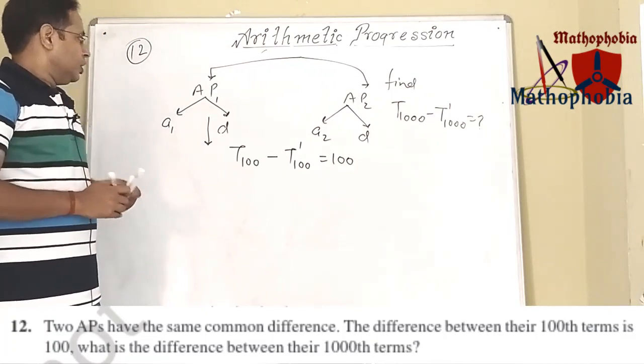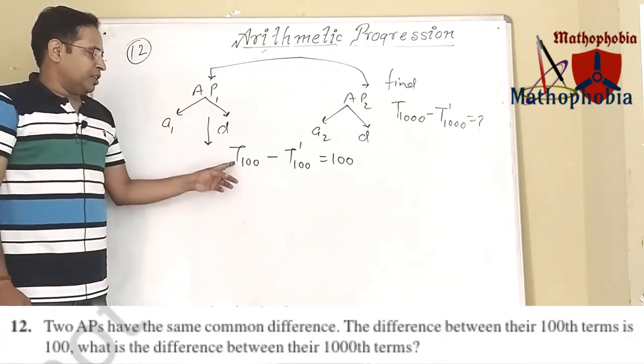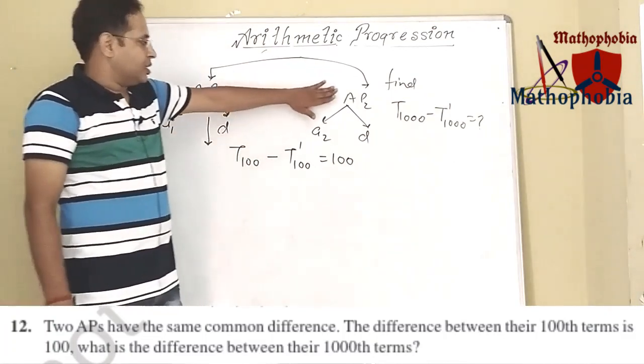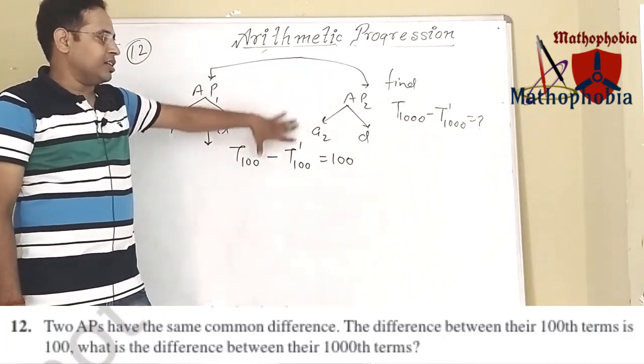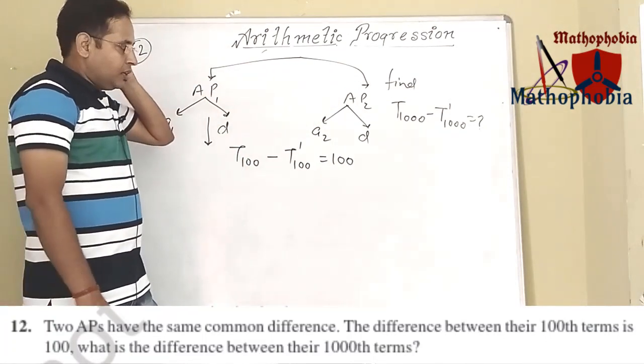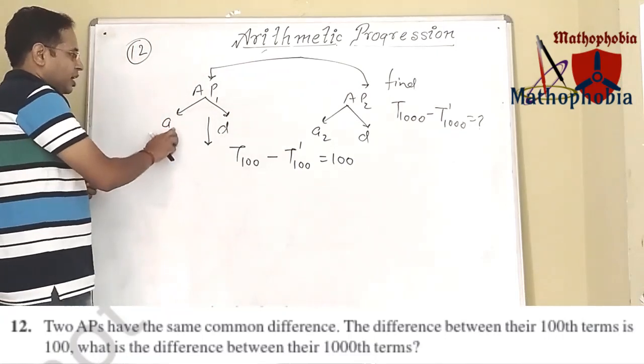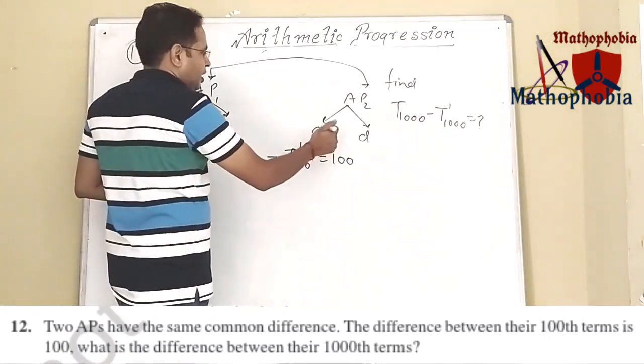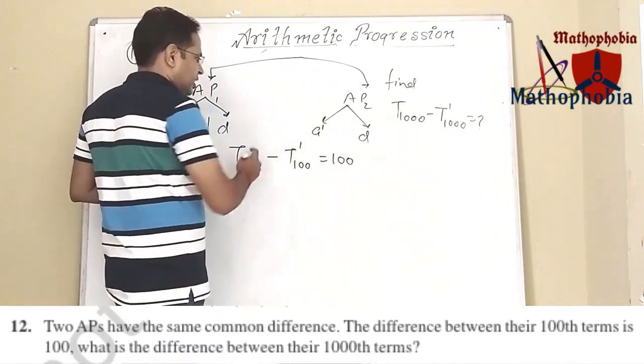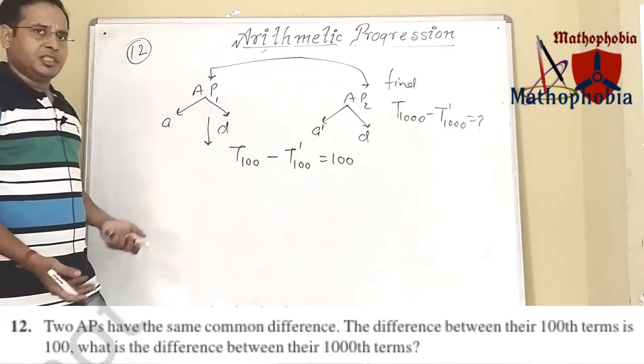Suppose the 100th term of this AP is denoted by T100 and the 100th term of this AP is denoted by T dash 100. Let the first term be A and A dash. Take A dash as its first term, that will be better, isn't it? Because here we took T dash. And the common difference is the same, that is D.